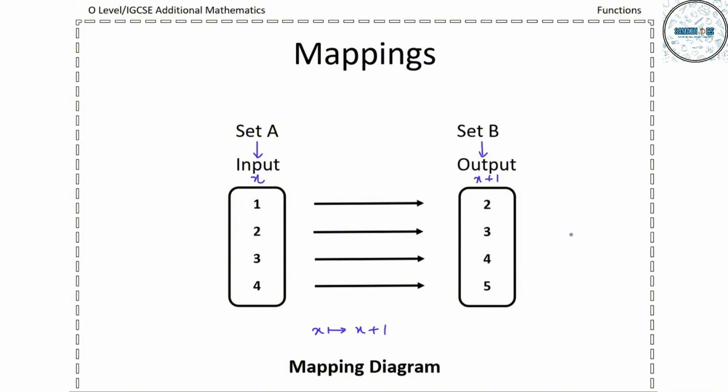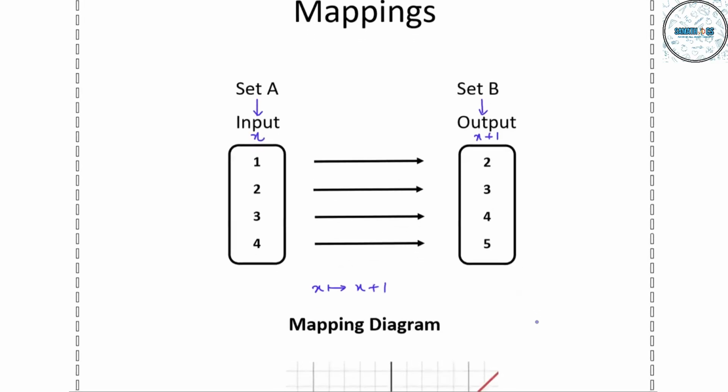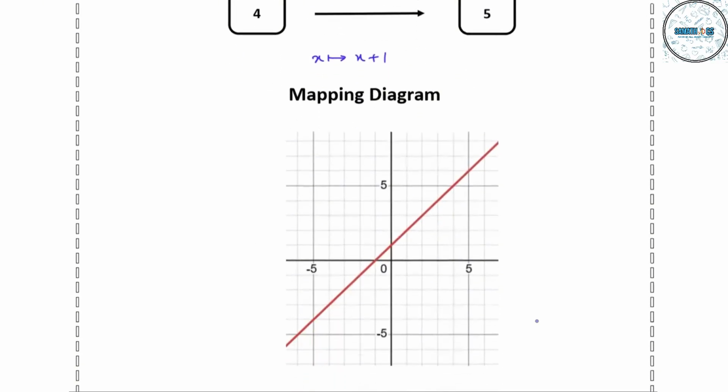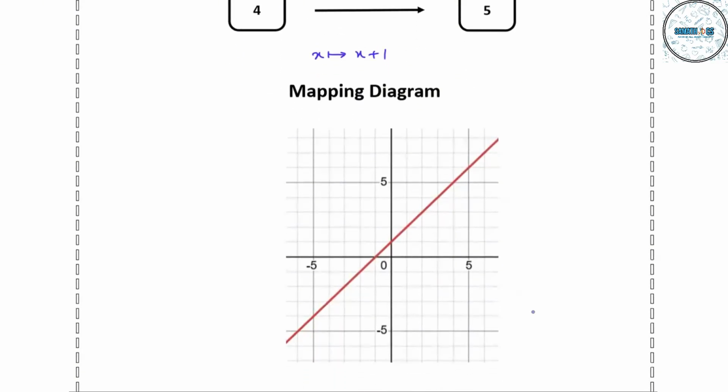The mapping can be represented graphically by plotting values of x plus 1 against values of x. The diagram shows that for one input value, there is just one output value. It is called 1-to-1 mapping.